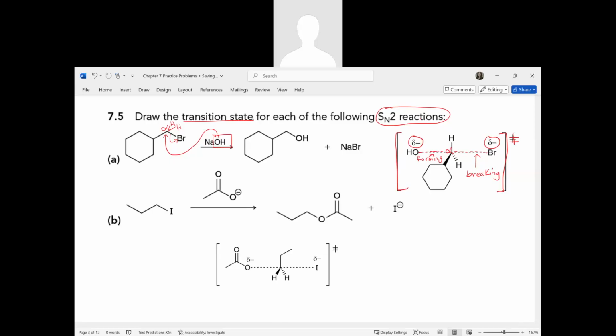So in part B, we don't see a cyclic alkyl halide. Now we have a linear alkyl halide, but our alpha carbon will still be the same. We're still going to have this electrophilic site. We're going to have the leaving group, the iodine, and then we'll have a nucleophilic attack from this acetate ion there. So right here, we would have our nucleophilic attack at that alpha carbon. So that's what we're showing here once again.